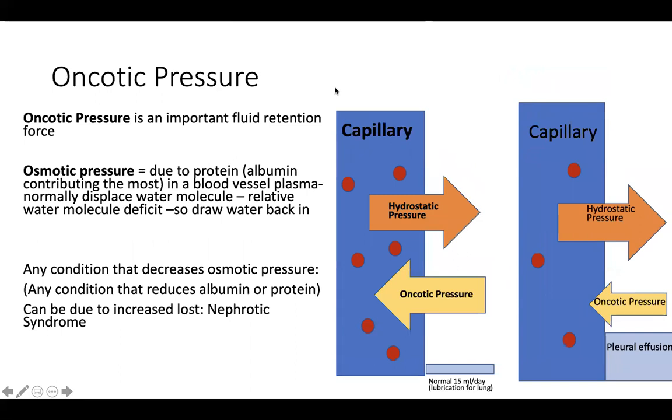What's oncotic pressure? Thinking back to physiology, that's a fluid retention force. It's due to the amount of protein that can't move, which pulls water back in. Normally it's balanced. But anything that causes a decrease in oncotic pressure, basically anything that reduces albumin or protein, gives us this disruption, as the diagram on the right shows, and we get a pleural effusion that's transudative.